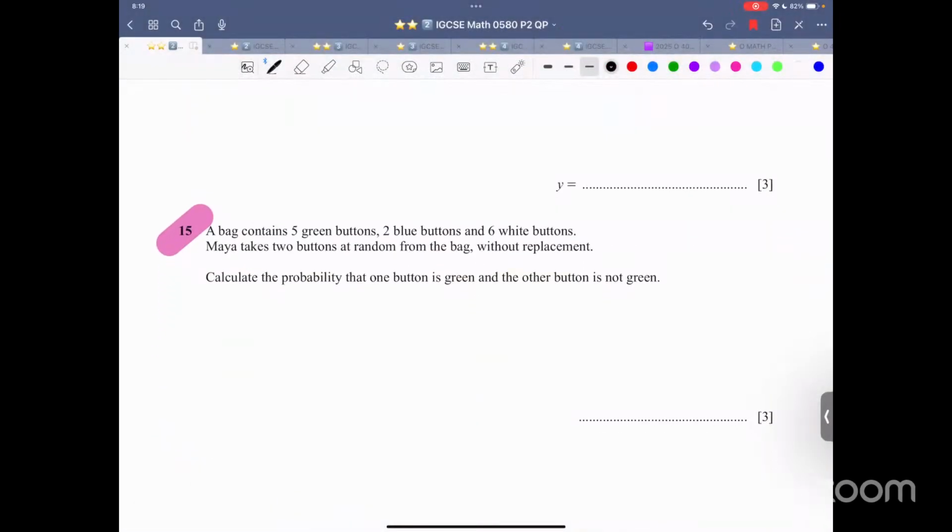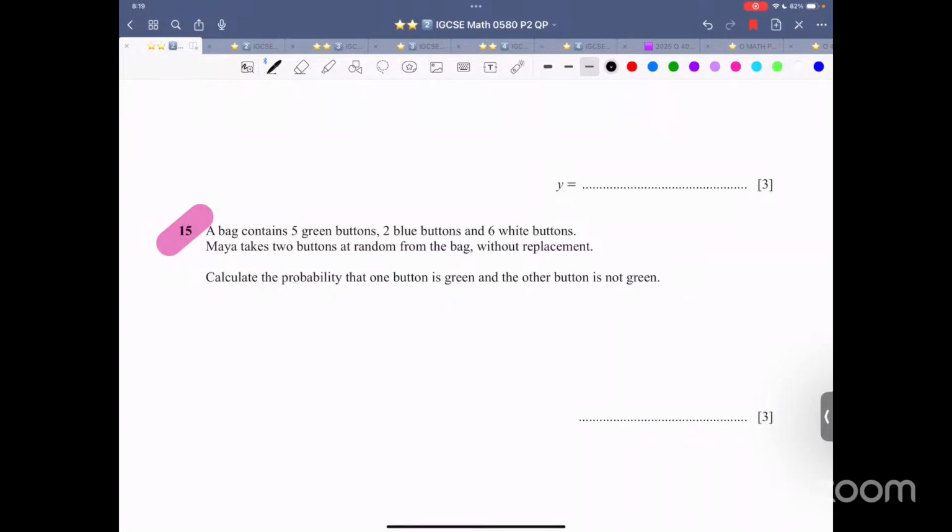Now this is probability, so let me explain it a little. It says that a bag has 5 green buttons, 2 blue buttons and 6 white buttons. Mary takes 2 buttons at random from the bag without replacement. Calculate the probability one is green and the other is not green. So now here there are 5 green buttons.